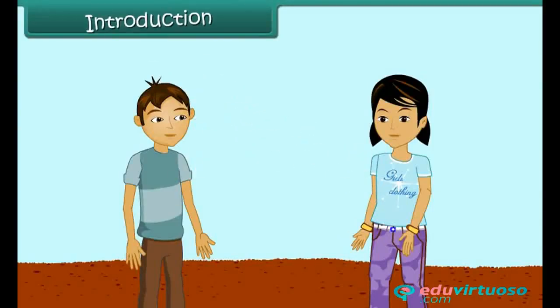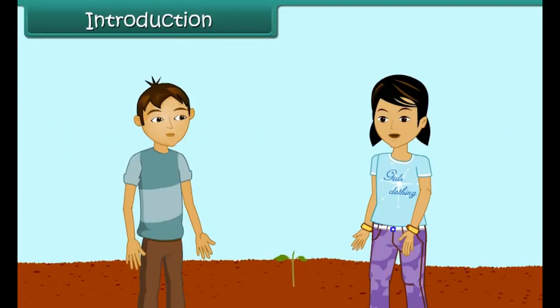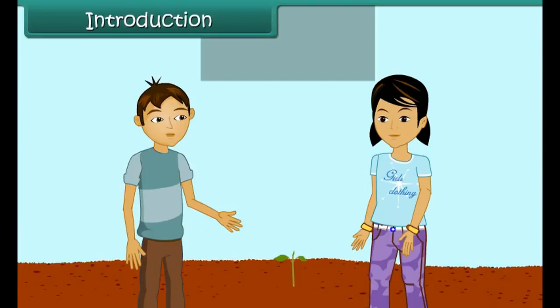Introduction. Look, Ruchika, there is a new plant arising in the soil. Yes, there are only 2 small leaves coming up in the soil. Ruchika, do all the plants grow up like this only? No, Rahul. There are many other methods by which plants give rise to new plants.